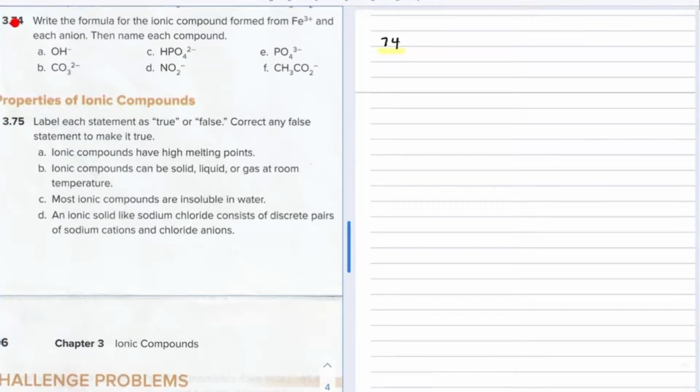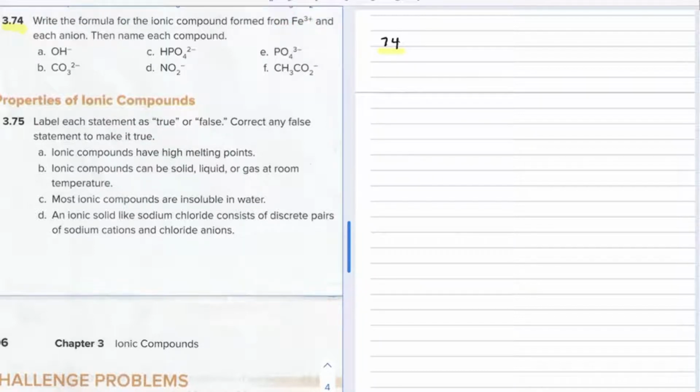Problem 74, write the formula. Let me underline this. Write the formula for the ionic compound formed from Fe plus 3 and each anion. That's the iron 3 ion, or we could call it ferric. Okay, ferric.